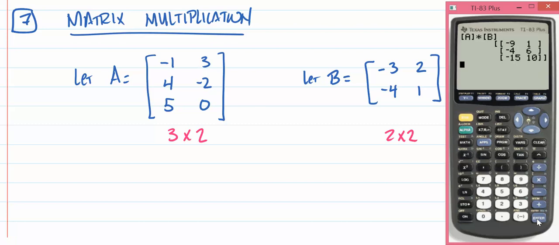All right, now let's do the other way around. Second matrix B, a 2 by 2, times second matrix A, and I get an error. Dim. You know what that means? It means dimensional mismatch. You have a dimensional mismatch. Okay, I get it.